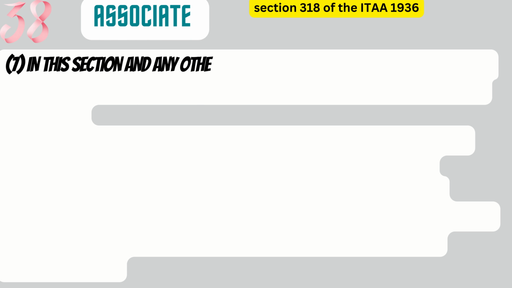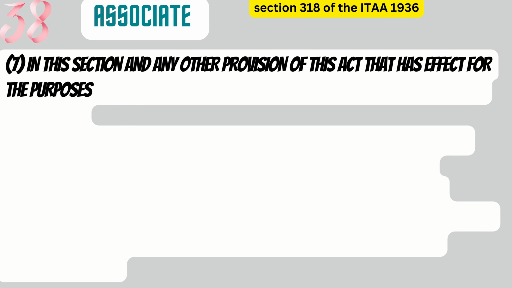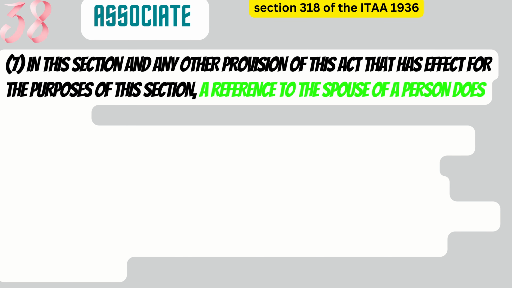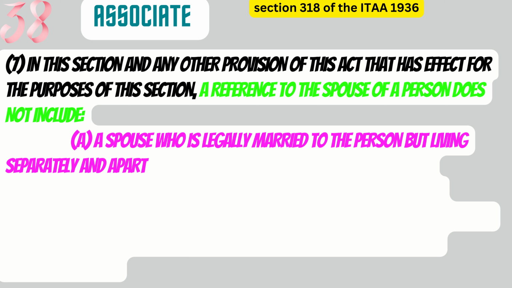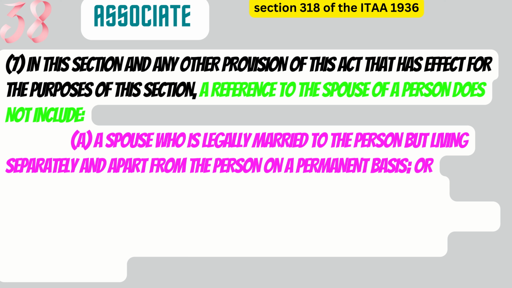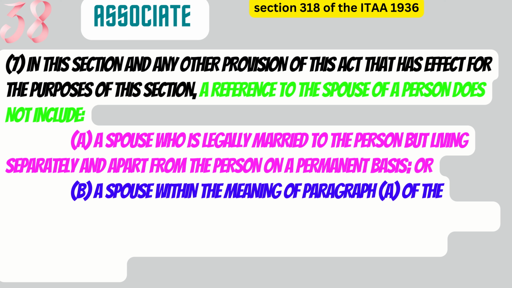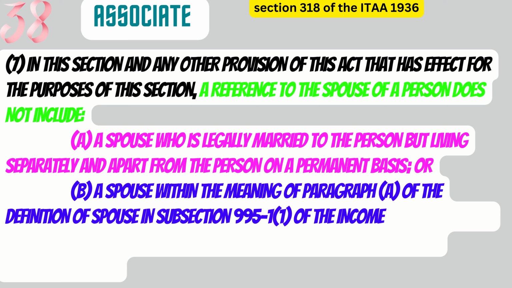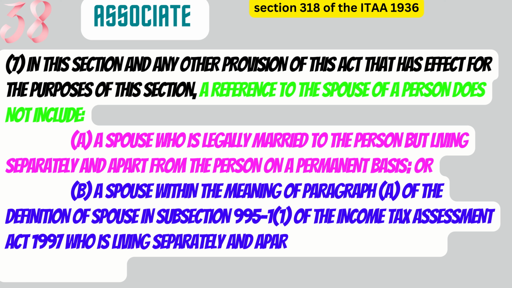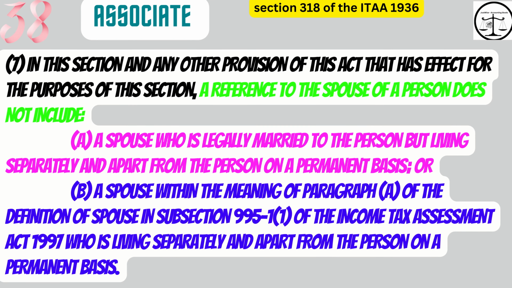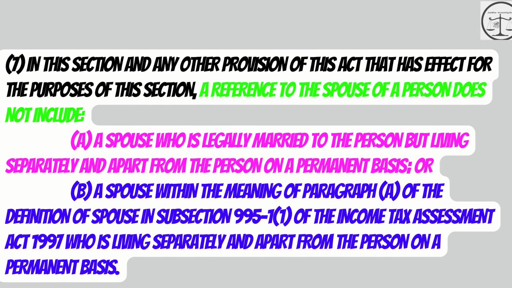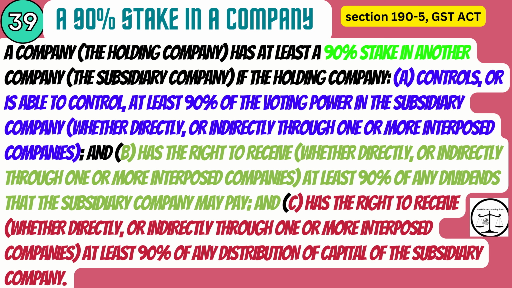7. In this section and any other provision of this Act that has effect for the purposes of this section, a reference to the spouse of a person does not include a. a spouse who is legally married to the person but living separately and apart from the person on a permanent basis, or b. a spouse within the meaning of paragraph (a) of the definition of spouse in subsection 995-1 of the Income Tax Assessment Act 1997 who is living separately and apart from the person on a permanent basis. Word number 39. Now we will have a look at word number 39.